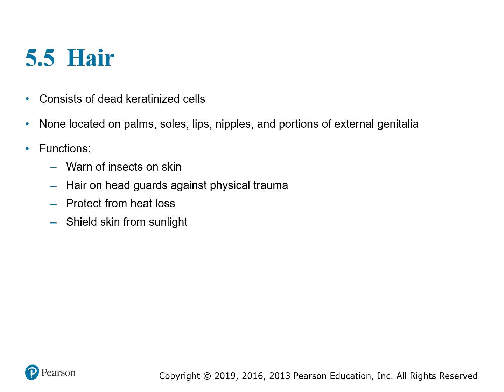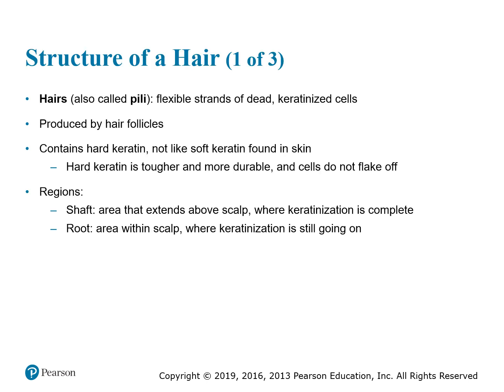And notably, some hair is quite dark, right? It is also shielding the skin from sunlight and absorbing some of that harmful radiation. The hairs themselves, also referred to as pili, are just flexible strands of dead keratinized cells. They are produced by the hair follicle, and it uses the same protein that skin uses to give itself structure, but in this case it is a softer variety of it. The hard keratin is going to be much tougher, much more resistant to mechanical force, and the cells are not going to flake off as much.